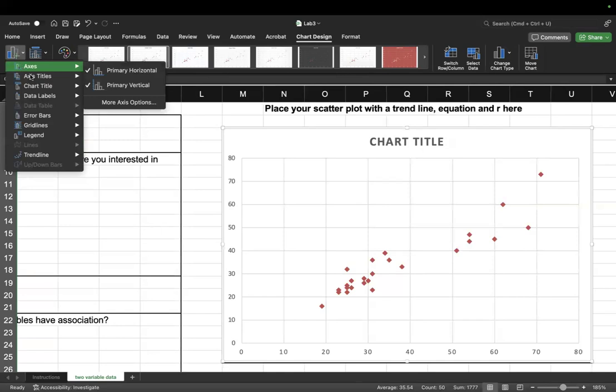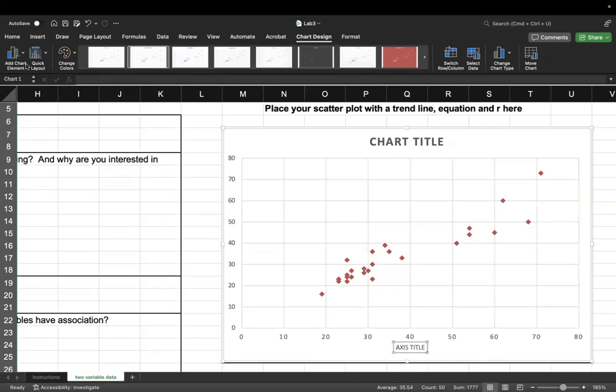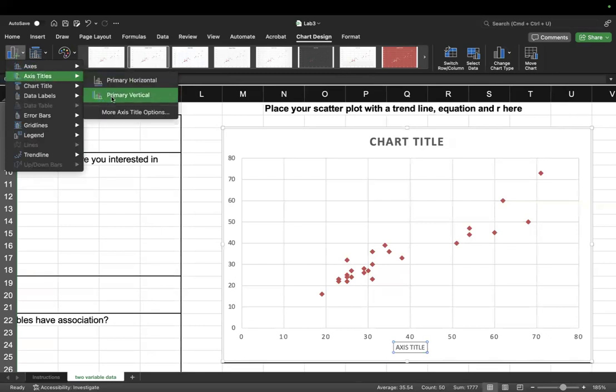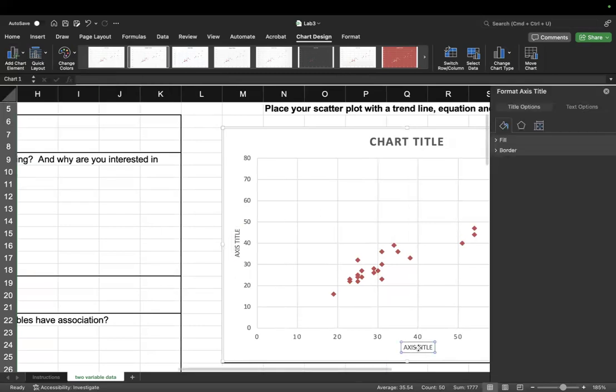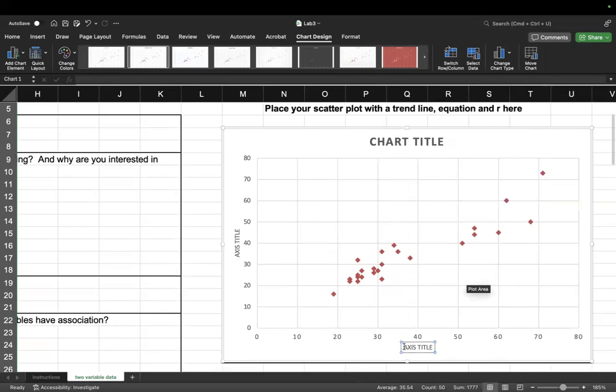I want axis titles. I want a primary horizontal axis title, primary vertical. And this one, my X value, is husband's age in years. I know it's husband's because it's the X, it's the first column, and the second column will be my vertical axis, wife's age in years. Yeah, except I did something weird.